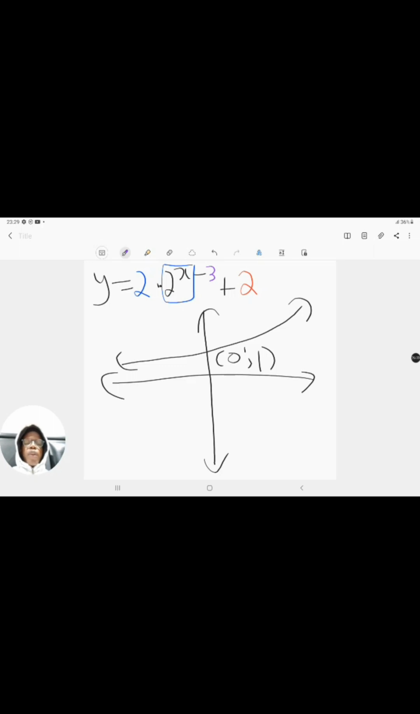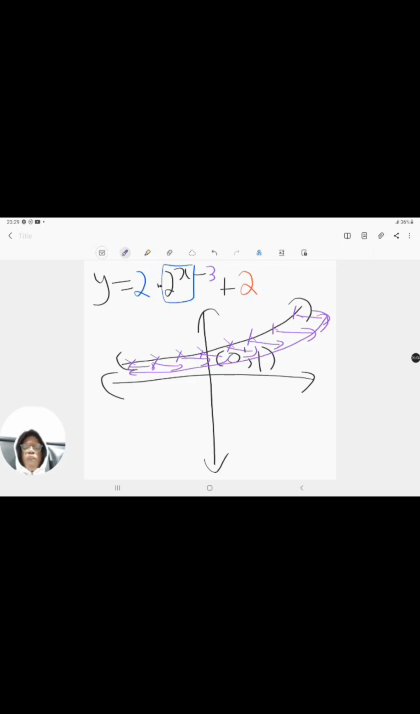Now, what I'm going to do, I'm going to take the black graph and move it to the right by 3 units. I'm going to take all of the points on the graph, all of them, and move them to the right by 3 units. So if I move them to the right by 3 units, the graph will be there somewhere.